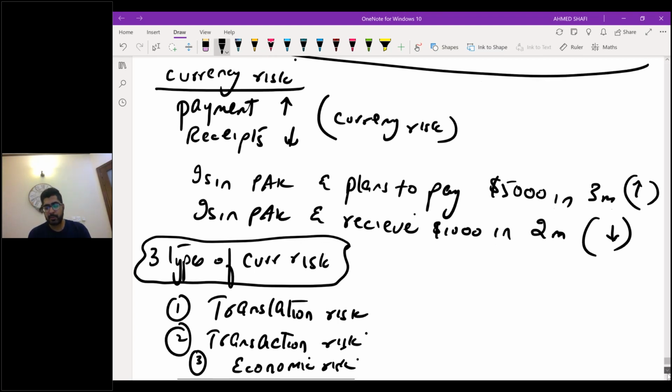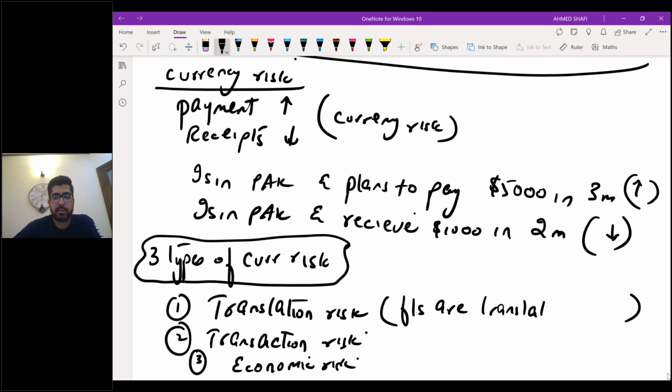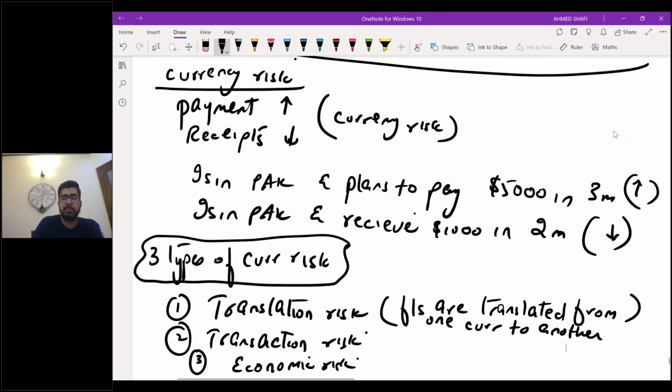Now, what is the difference between all these three types of risks? When you talk about translation risk, translation risk occurs when financial statements are translated from one currency to another.